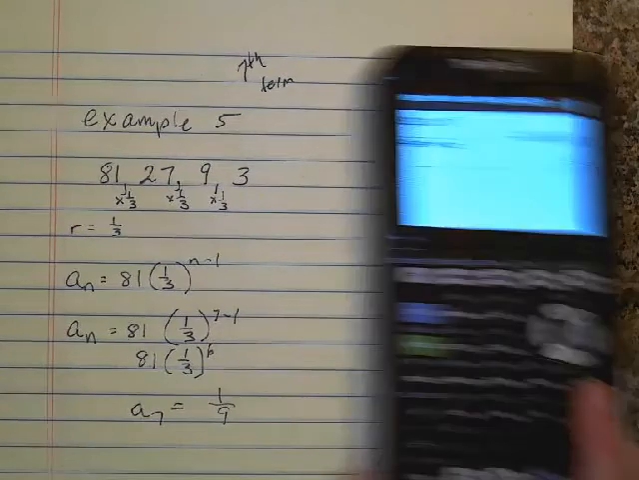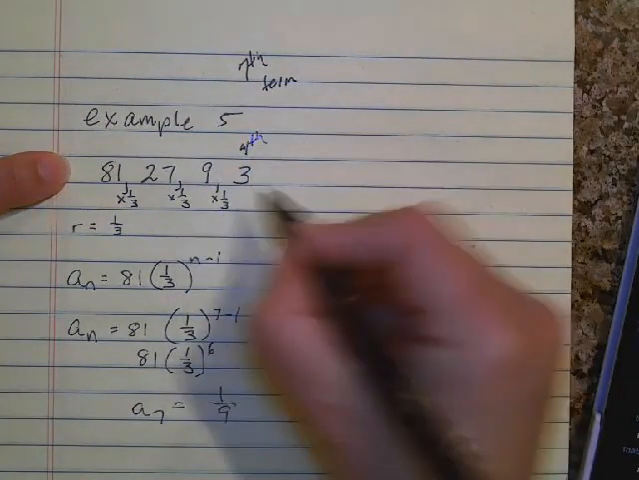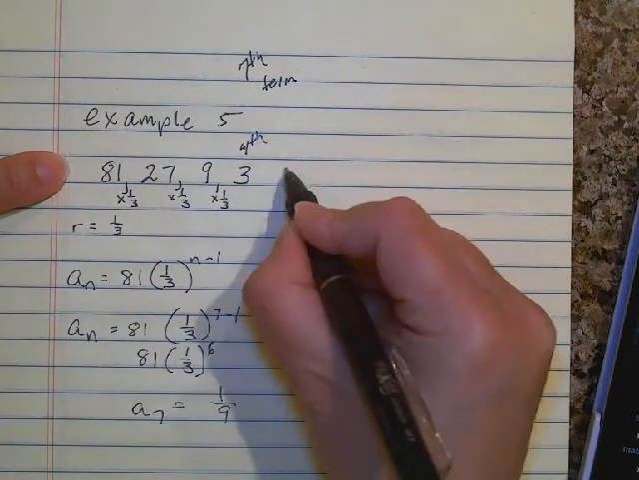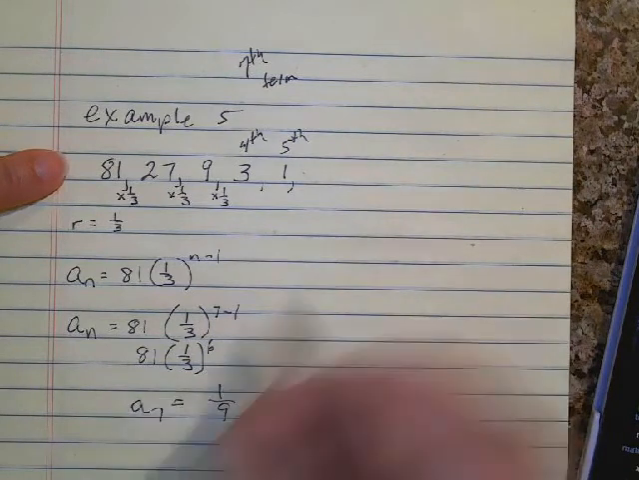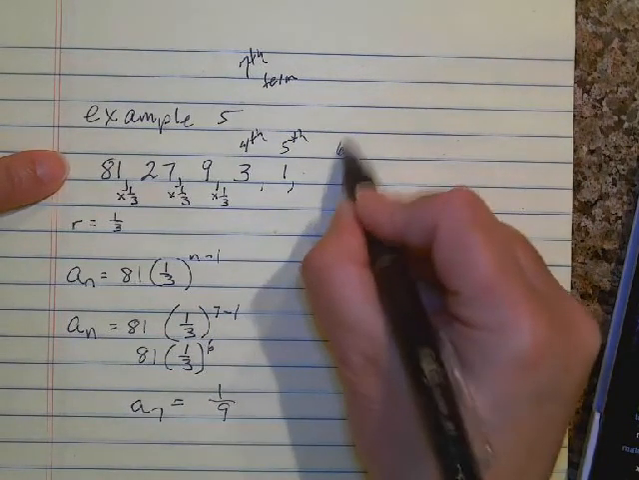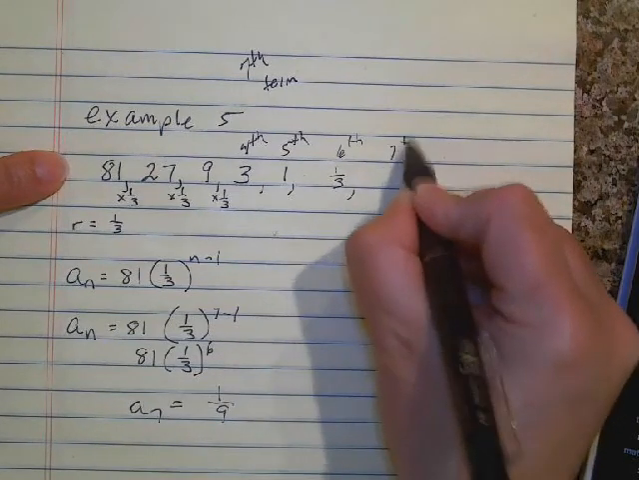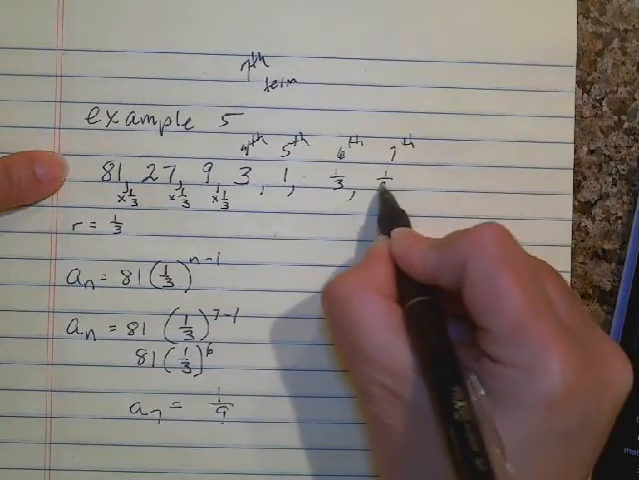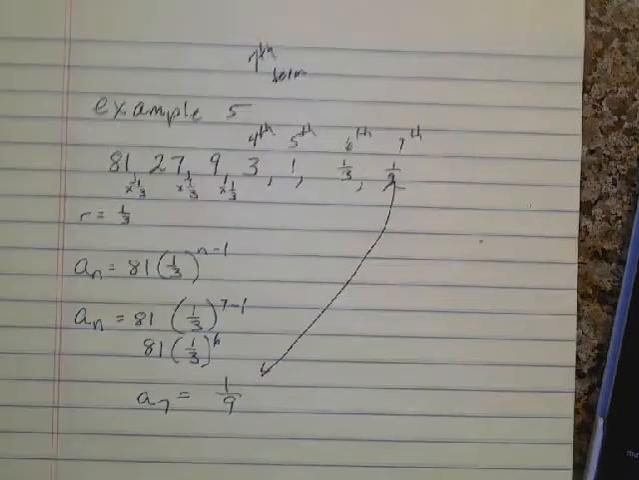And I could go ahead and see how that would work. This was the 4th term. If I multiply by a third, I would get 1 for the 5th term. If I multiply by a third for the 6th term, 1 times a third is 1/3. And for the 7th term, if I multiply by a third again, I would get 1/9. So you can see how that rule is true.